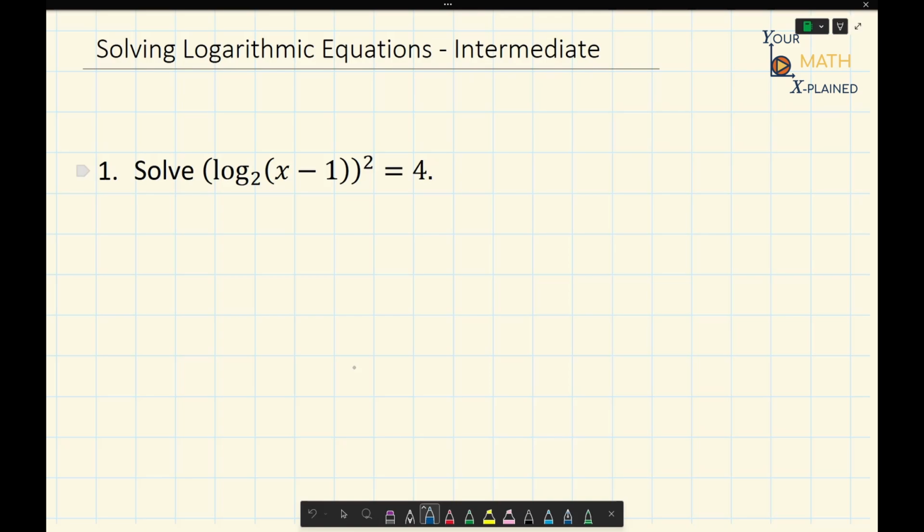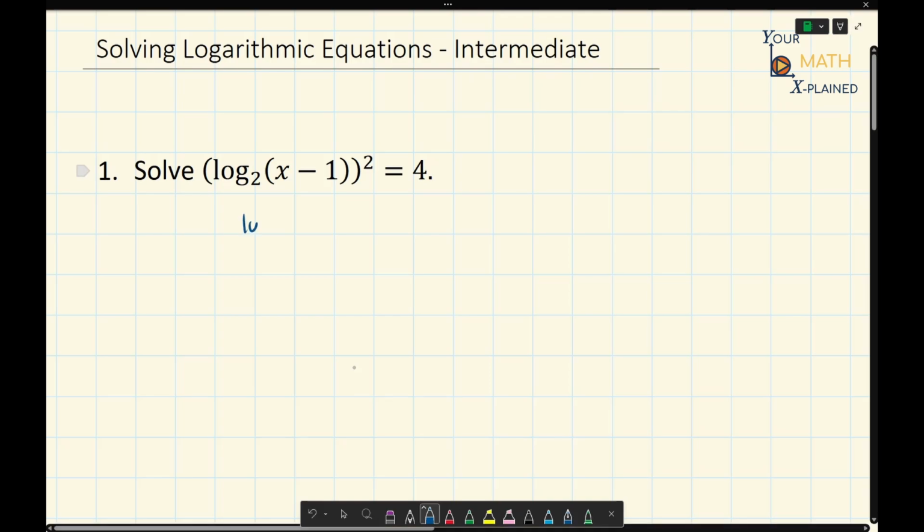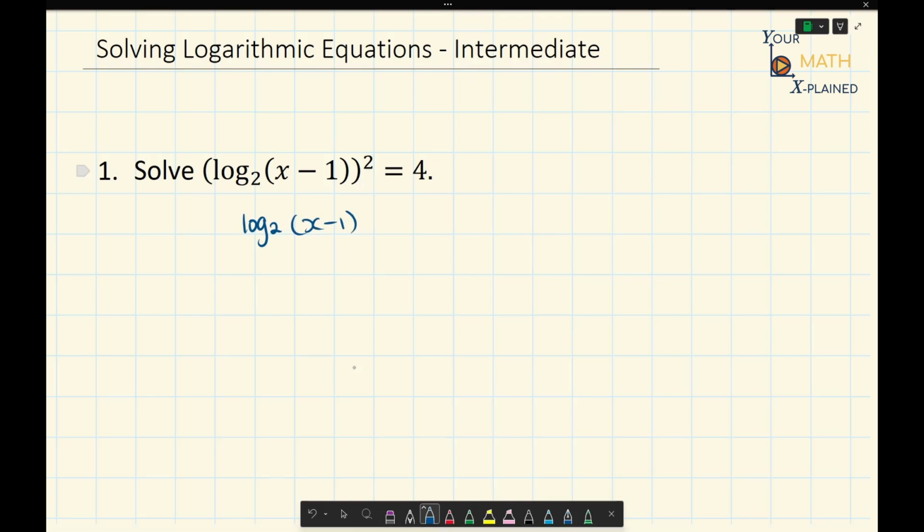To solve this one, what we're going to do is we're going to square root both sides. So if we square root the left-hand side, we're going to get log base 2 of x minus 1. And then when we square root the right-hand side, we're going to end up with both a positive and a negative square root. So that is going to give us plus or minus 2. Next, we're going to use the definition of a log to rewrite this into an exponential equation.